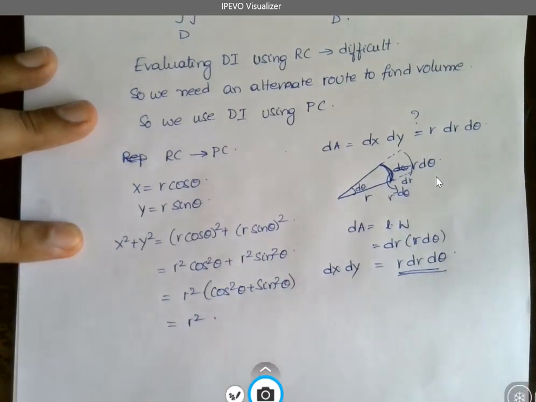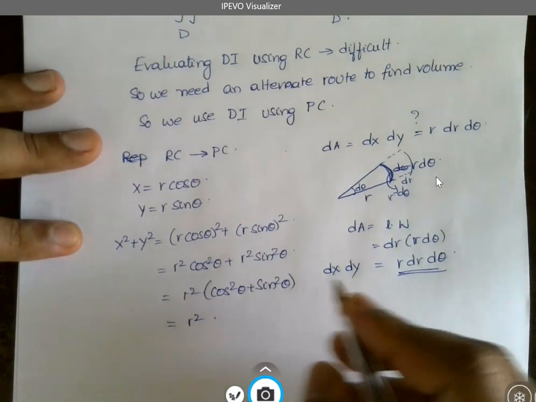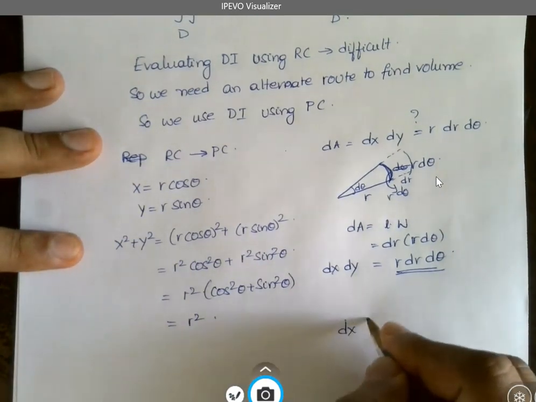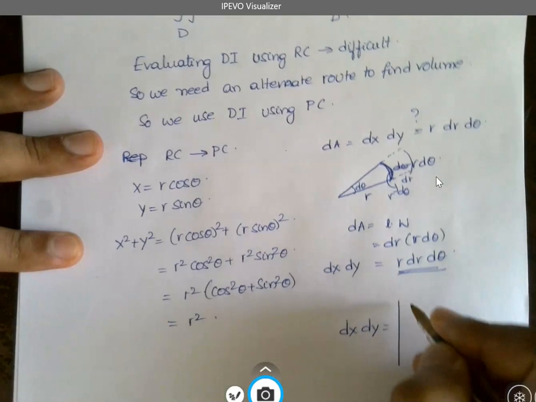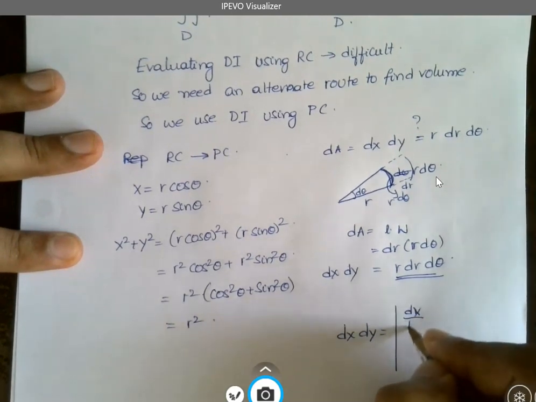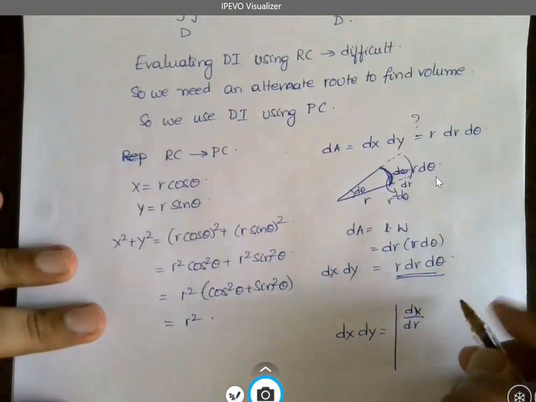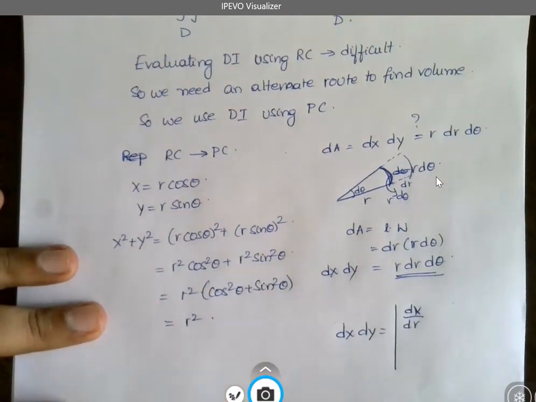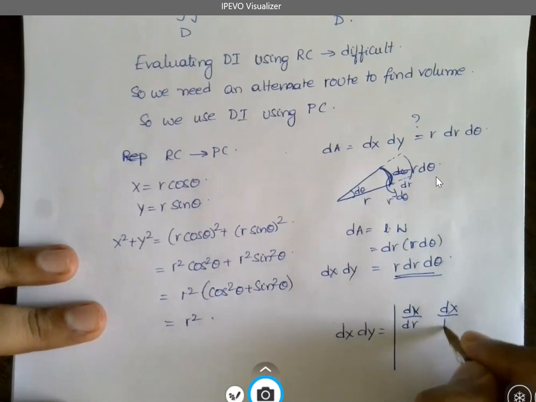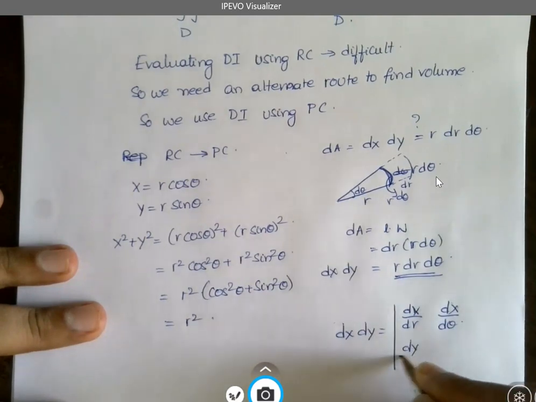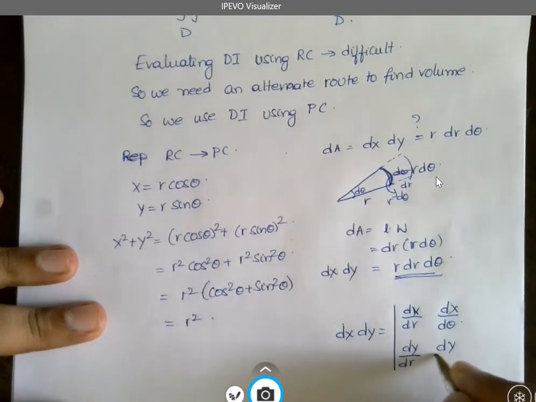The other way is, if you consider dx dy, using the determinant, it's going to be dx dr, dx d theta, dy dr, and dy d theta, the determinant of that. I hope I get it right. I'm going to try it.